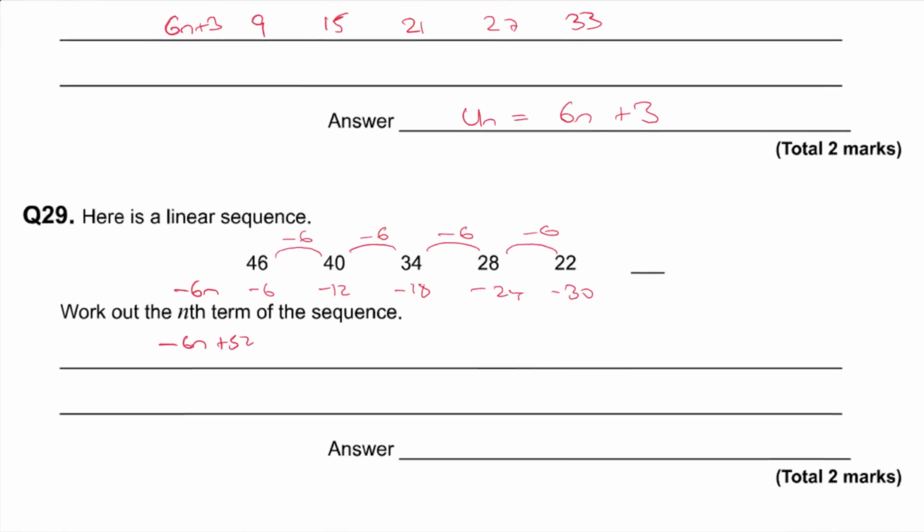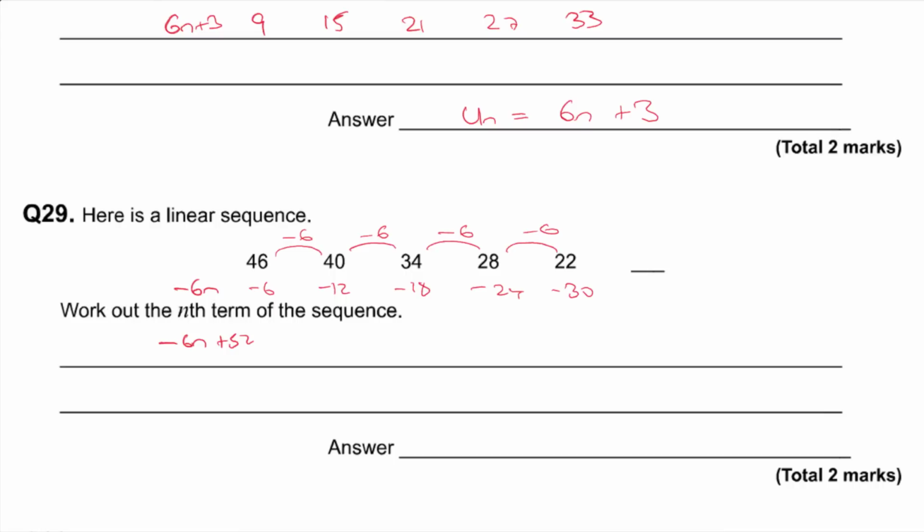So here I could write it down as minus 6n plus 52, or I could just spin it around and say un is 52 minus 6n, save myself a symbol, when I write it down. So you can write it down either way. You can write it down as minus 6n plus 52, or you can write it down as 52 minus 6n.